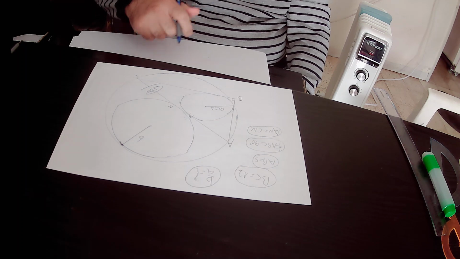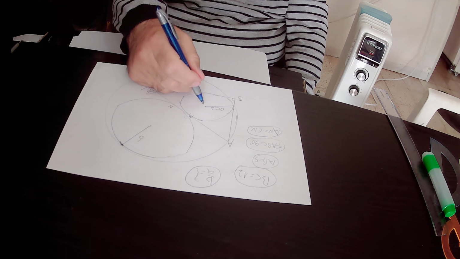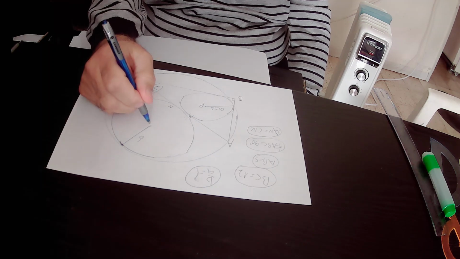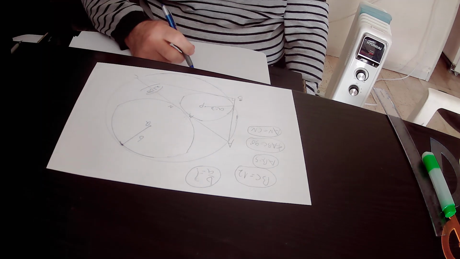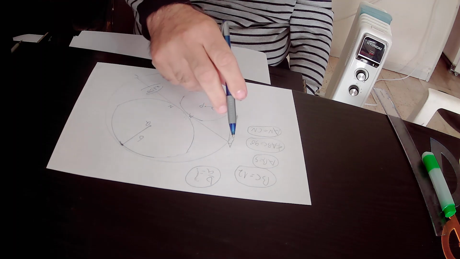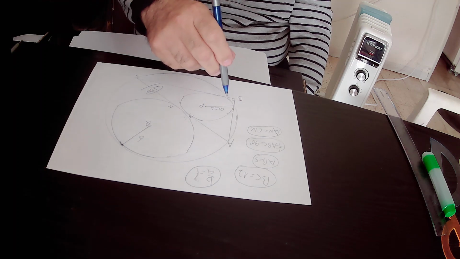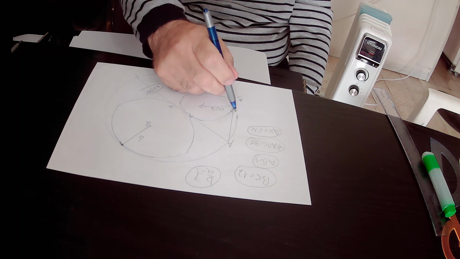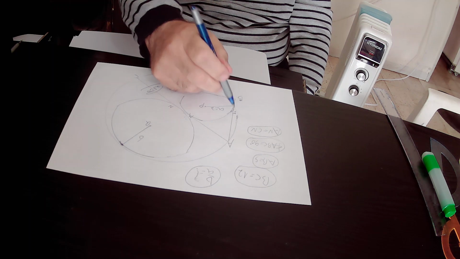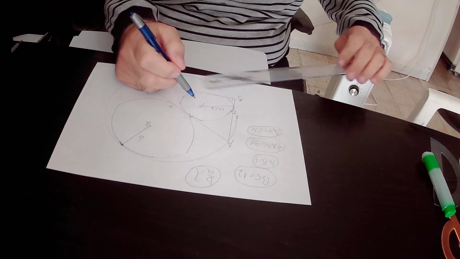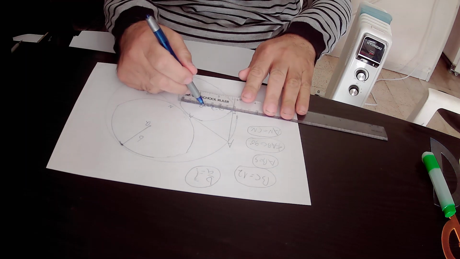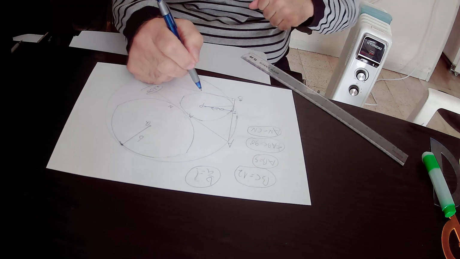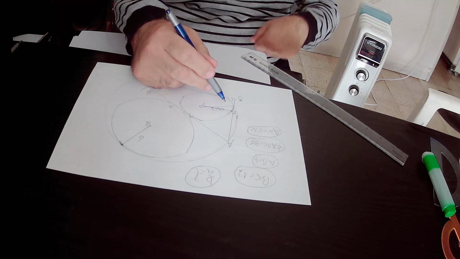In the next step, we define the center of this circle as P. We define the center of this circle as Q. We define the point of tangency of tangent AB with this circle as T. We join points P and T together by a straight line. Point P is the center of the circle, point T is the point on the circle itself.